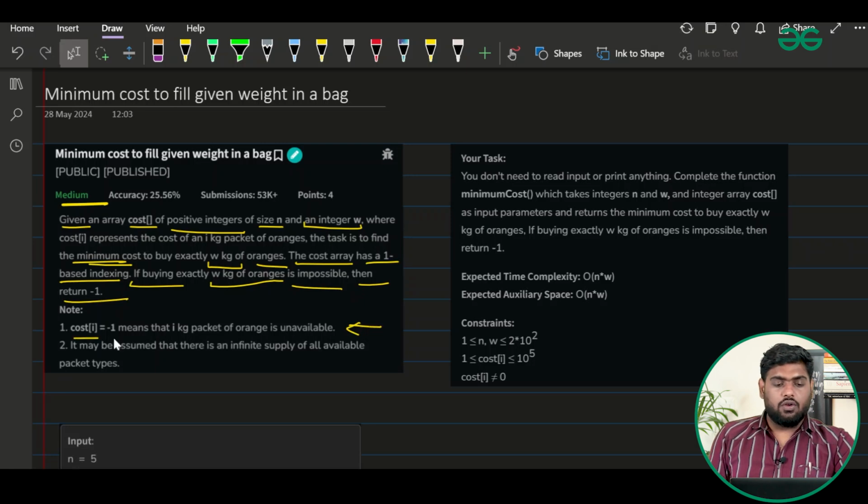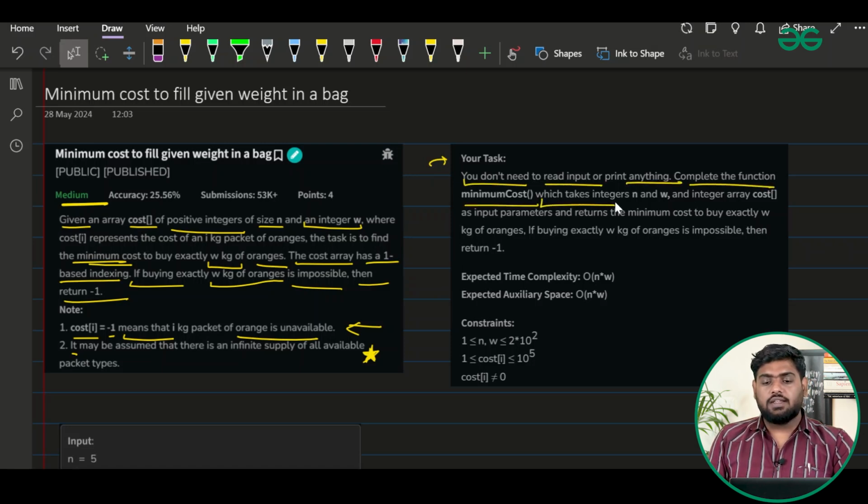First one is cost I equals -1 means that I kg packet of oranges is unavailable. And the second thing is, it may be assumed that there is an infinite supply of all available packet types. Important point to notice. The task here says that you don't need to read any input or print anything. Complete the function minimum cost, which takes integers n and w and the integer array cost as input parameters and returns the minimum cost to buy exactly w kg of oranges. If buying is not possible, then we have to return -1.